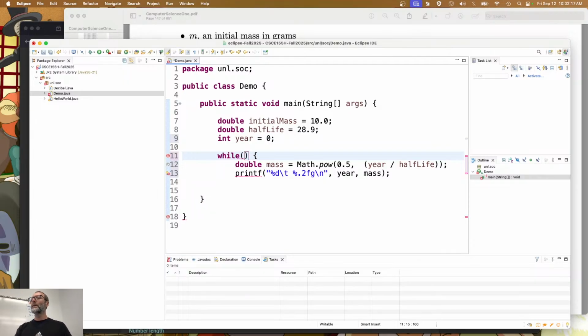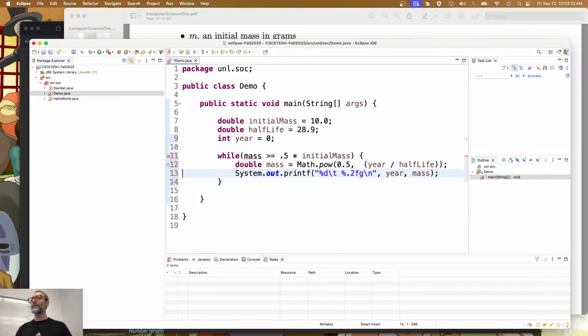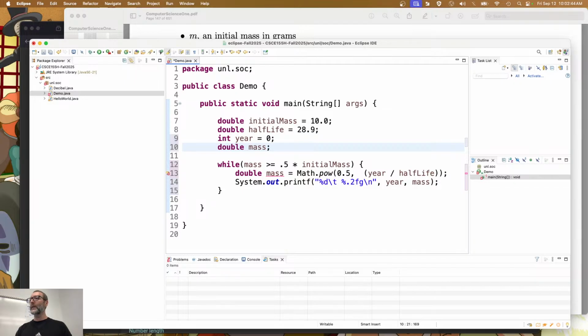While the mass is greater than or equal to 0.5 of the original mass, then I'll continue this. And this is System.out.printf. Now if I'm going to do that, I have to have this mass variable outside of this loop. So let me go ahead and create it up here. And I don't need to initialize it. I'll just go like that. And then I can't create it here.